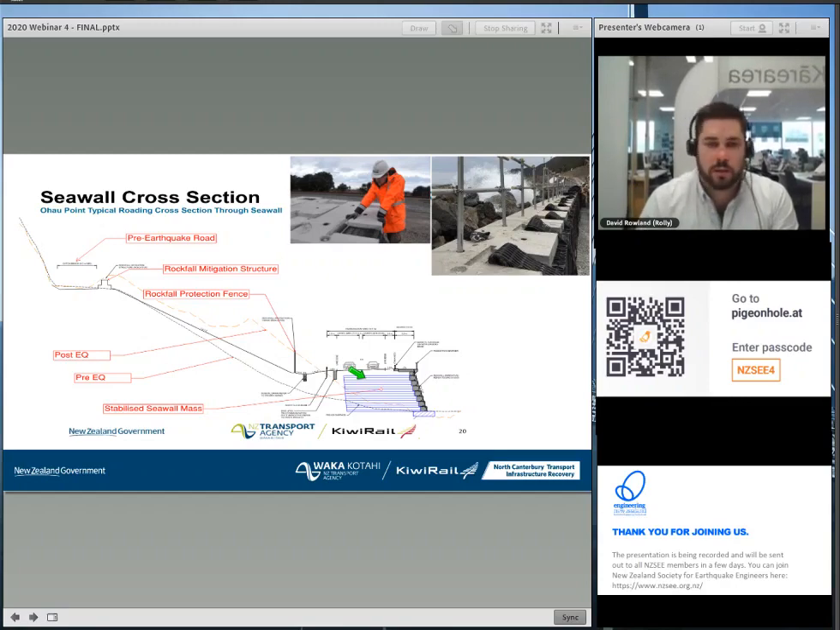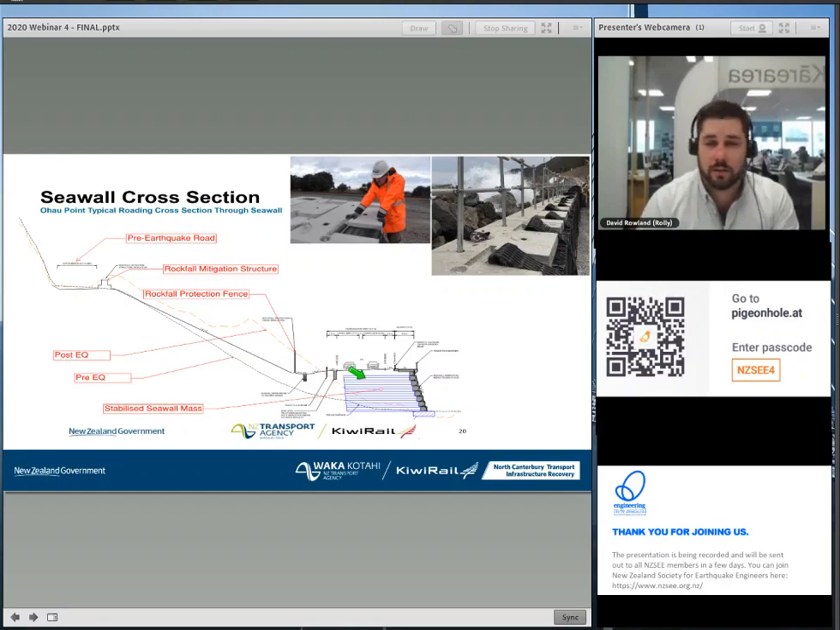But for me, the real beauty of using an MSE wall for these road realignments around the large slips was the ability to open the road while the wall was only 30 to 40% complete. As I said, we're only up at about RL5 when we opened the road in Christmas 2017, and we would have struggled to have achieved such a thing with a bridge or a tunnel.